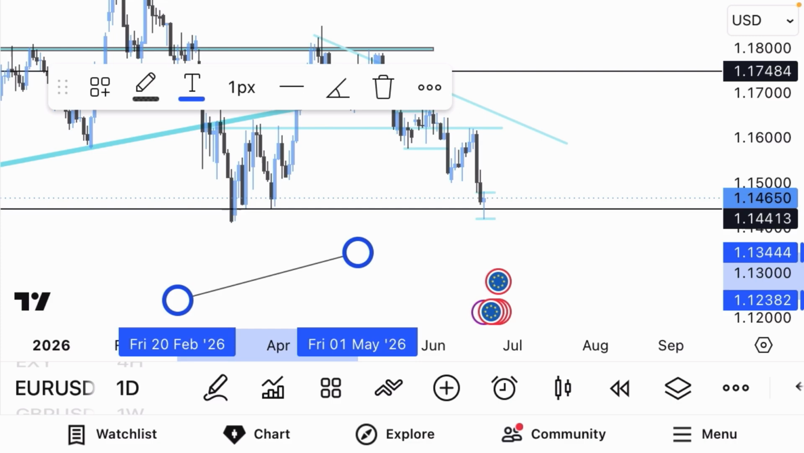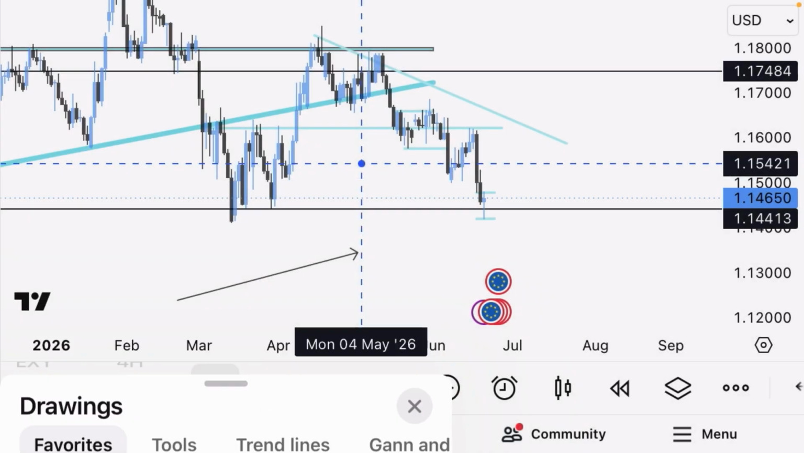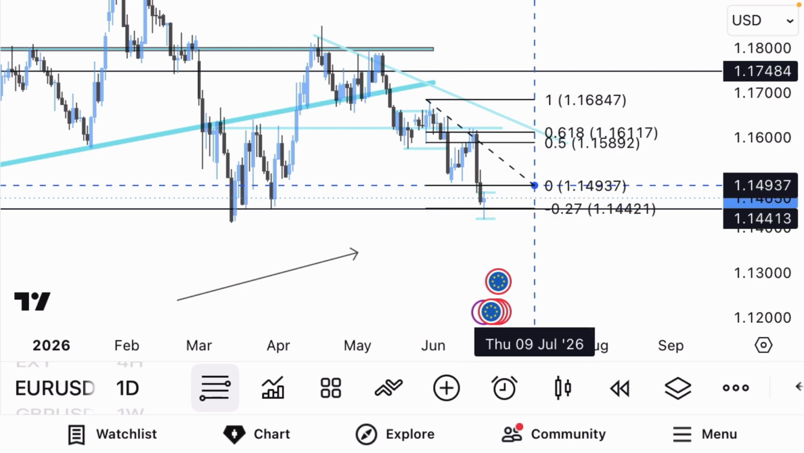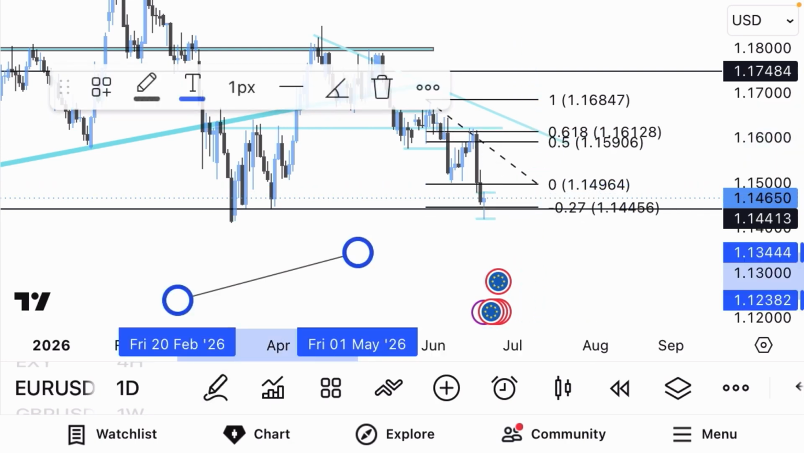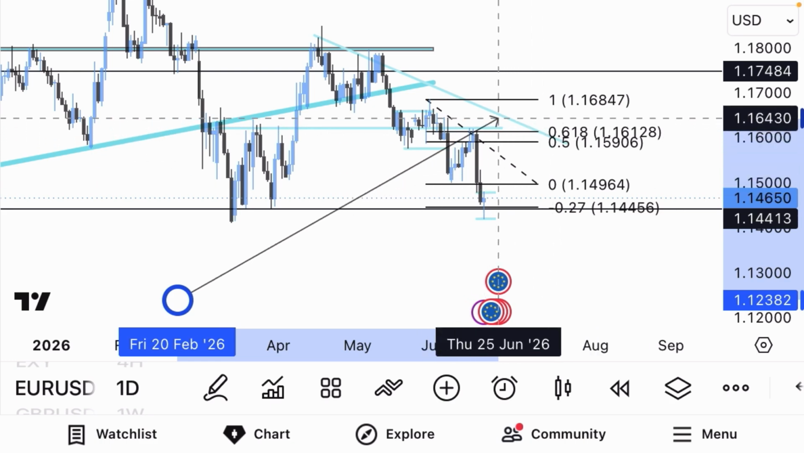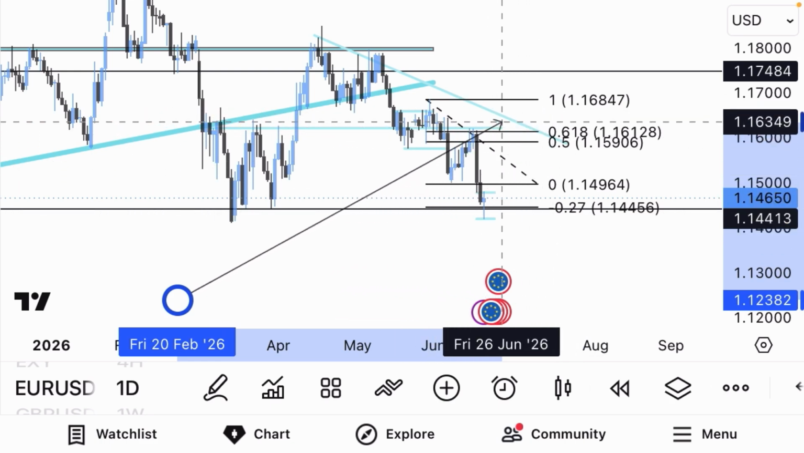So Euro USD last week, just to do a quick recap of what we said and what actually happened in the market. I said that from this 0.5 fib level, which was from the recent swing high to the recent swing low, we were anticipating that the market would come into this 0.5 Fibonacci level and drop, which the market did exactly as we expected.